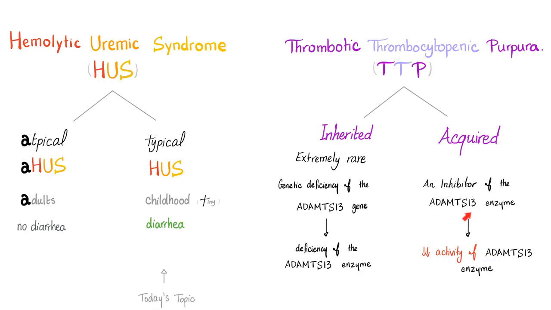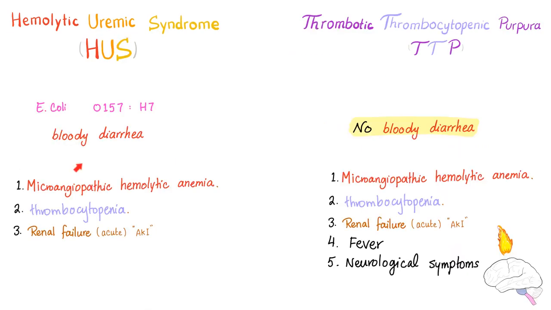By the way, what does ADAMTS13 stand for? It stands for a disintegrin and metalloproteinase with thrombospondin type 1 motif member 13. HUS is a triad, but thrombotic thrombocytopenic purpura is a pentad.